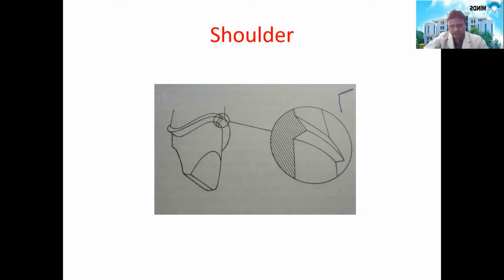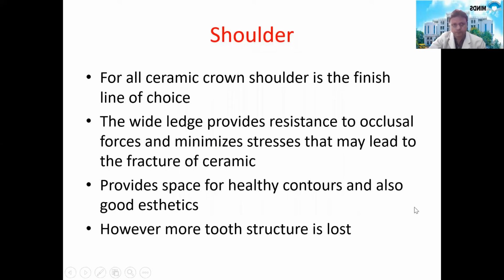And the burr which we use for creating a radial shoulder margin is a radial shoulder burr. It can be a tungsten carbide burr, which can be used later on for finishing it. Also, diamond burrs are available to create a radial shoulder margin. So for ceramic restorations, go for a shoulder margin, preferably a radial shoulder.